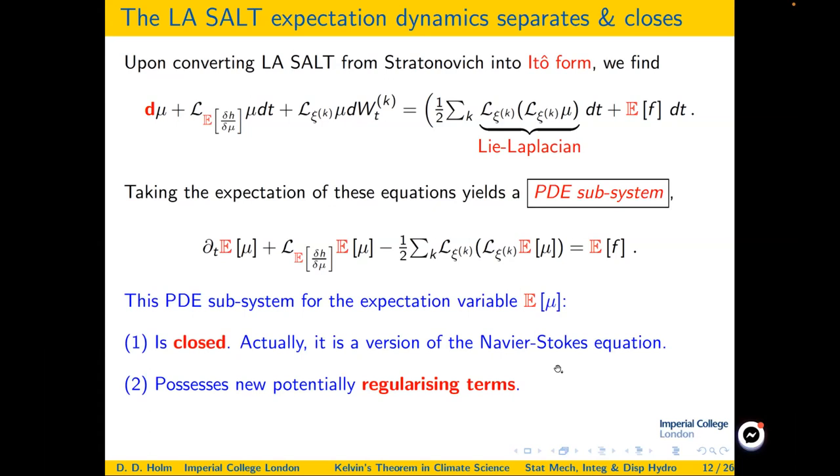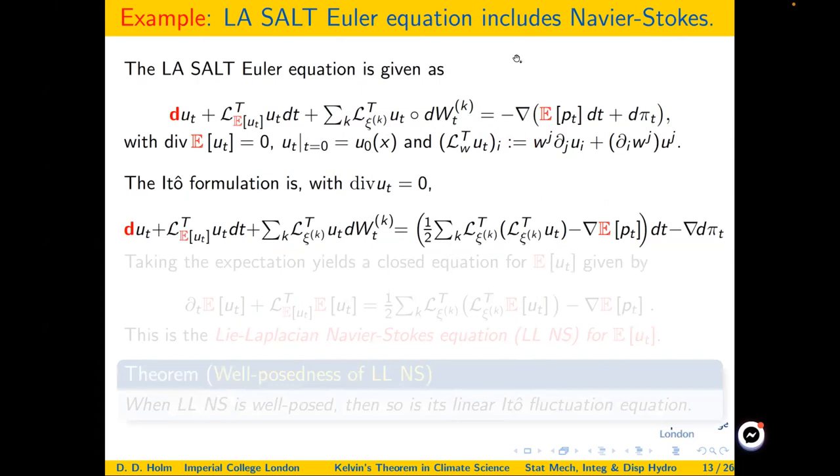Okay, so the LA SALT Euler equations include Navier-Stokes. Here's how it would look if we were just beginning with Euler equations with our Stratonovich noise. Here's the pressure. Now we allow the pressure to have this. I told you you could have the stochastic aspects of the pressure as well.